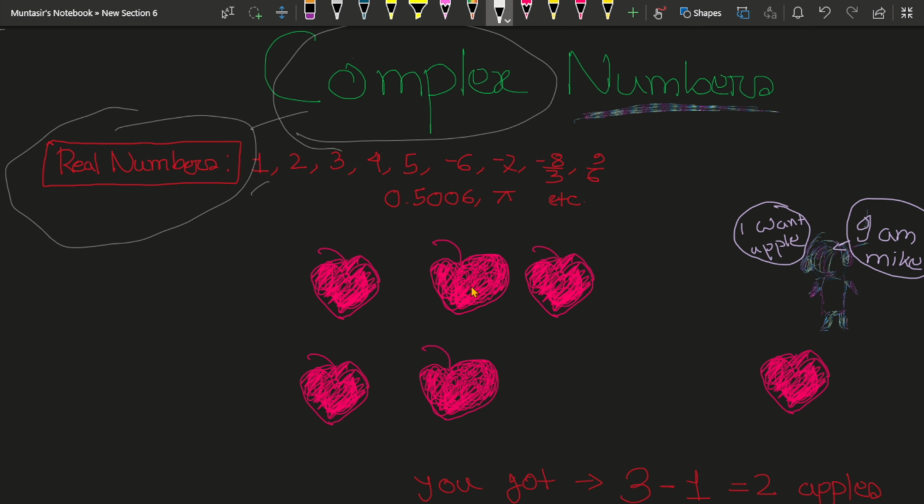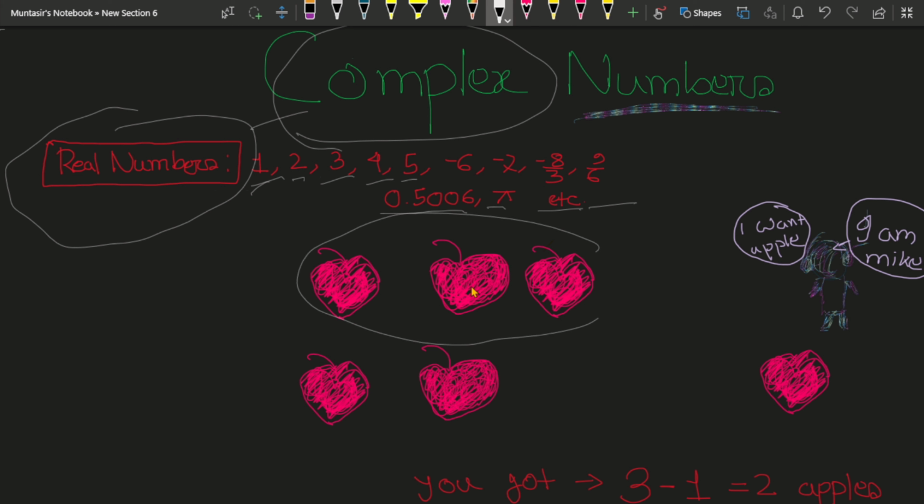We know and we are familiar with the terms 1, 2, 3, 4, 5, 0.5, 0.006, pi, etc. They are real numbers because they mean something in our real lives. They make complete sense in our real lives. Let me make it a bit more clear to you.